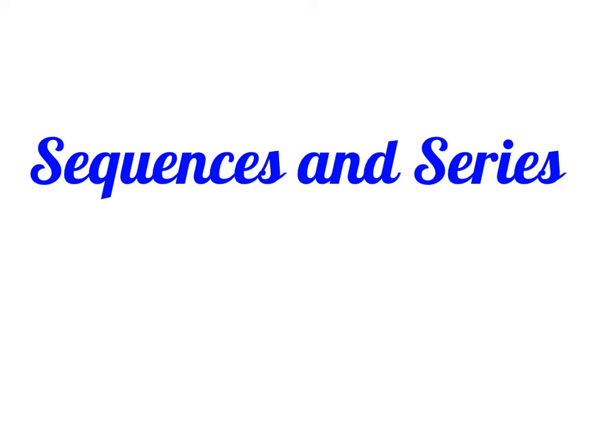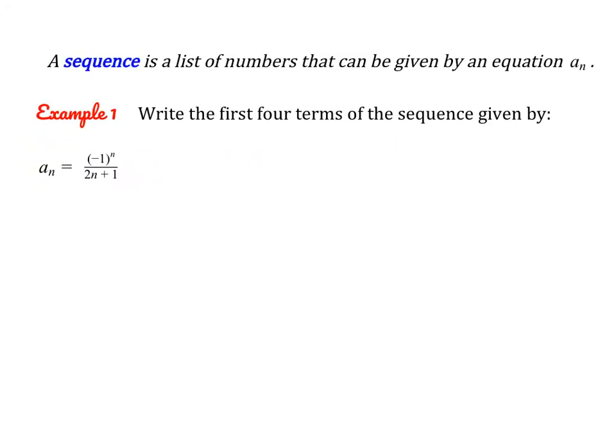Hi everybody, today we are going to do a very basic overview of sequences and series. So a sequence is simply a list of numbers that can be given by a specific rule or equation, which is usually written in terms of a sub n. So for example, this would be an example of a sequence. So it's important to understand the difference between a sub n and n.